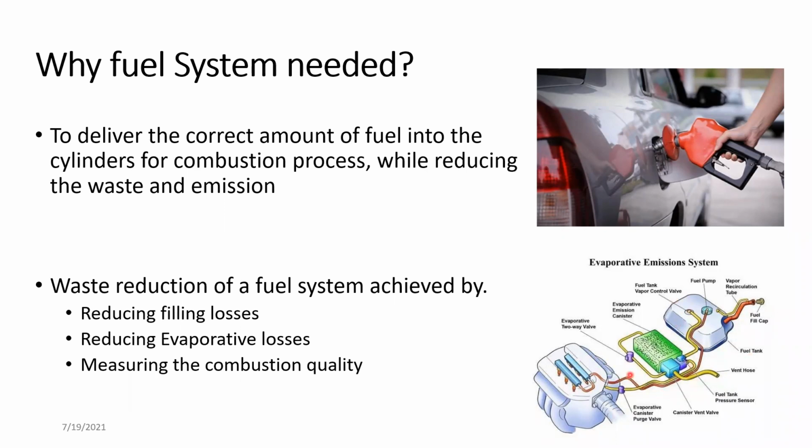That vapor goes through something called an evaporative emission canister, also known as a charcoal canister, and from there it filters out the fuel and sends it back to the combustion chamber in order to combust it, right? So it's not wasted anymore. And measuring the combustion quality comes in the emission controlling section.